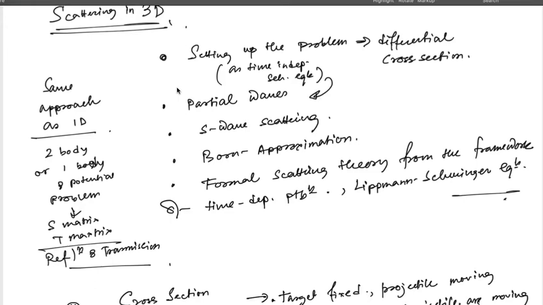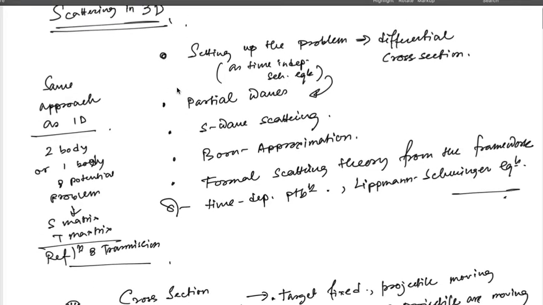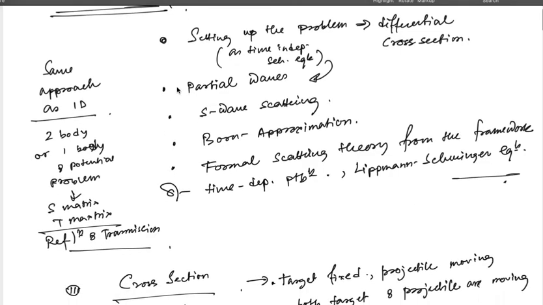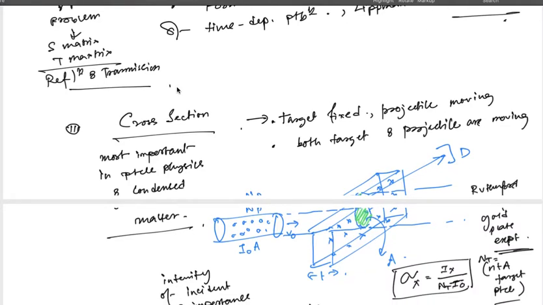So we need a different characterization. Instead of, say, reflection and transmission, we need a different thing to describe that. So we will build up that thing first. So what is that thing? That thing happens to be the cross section.